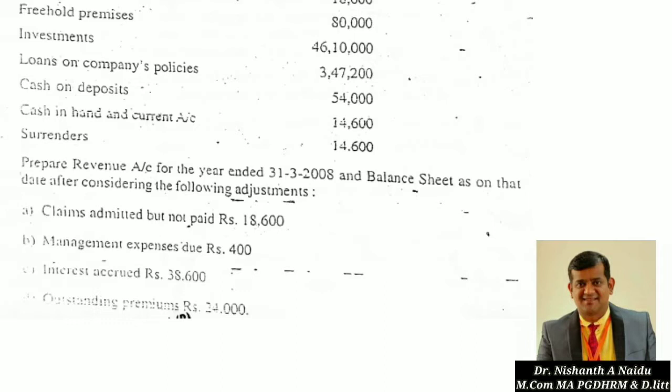after considering the following adjustments. Adjustment number A, claims admitted but not paid, rupees 18,600. Then point B, management expenses due, rupees 400. Then point C, interest accrued, rupees 38,600. And point D, outstanding premium, rupees 24,000. So this is the problem, dear students, which we have to solve.